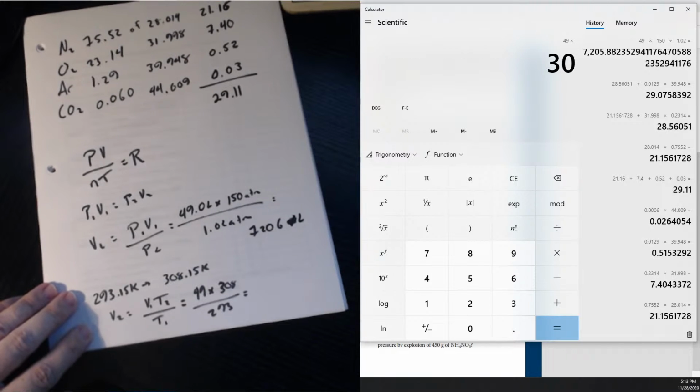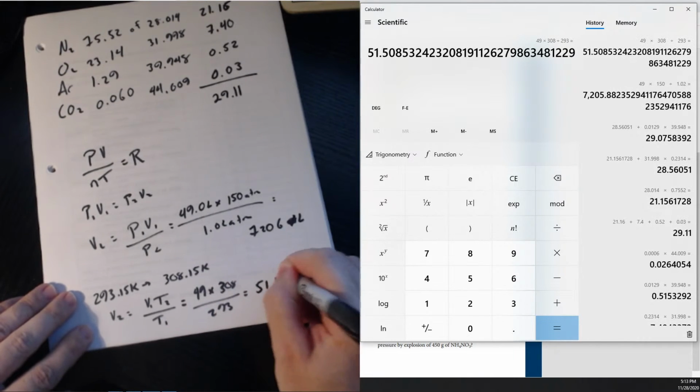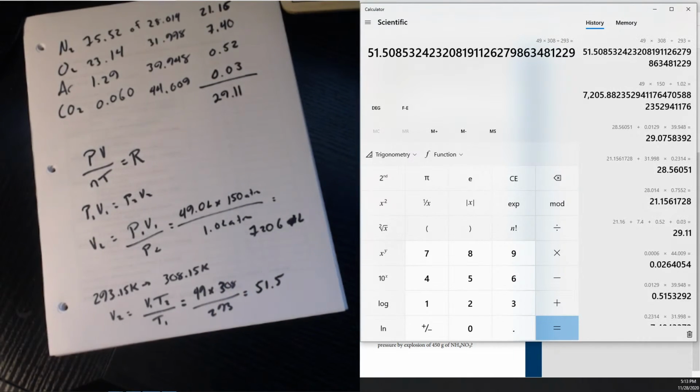49 times 308 divided by 293. The 0.15 doesn't make too much of a difference here. It's going to be 51.5. It's not going to increase a heck of a lot, but it would be enough to put a strain on that cylinder, I'm telling you.